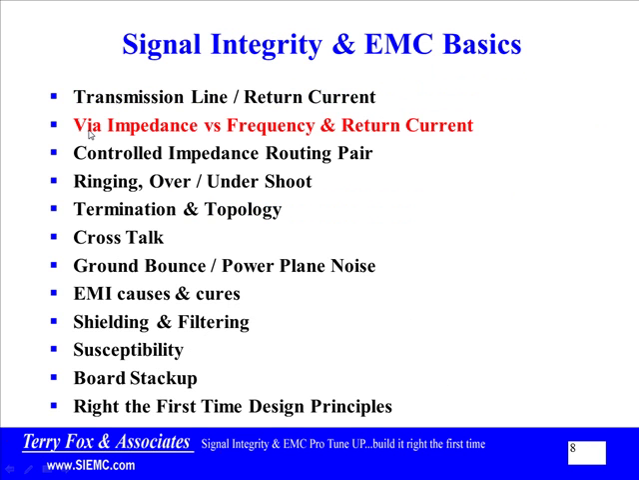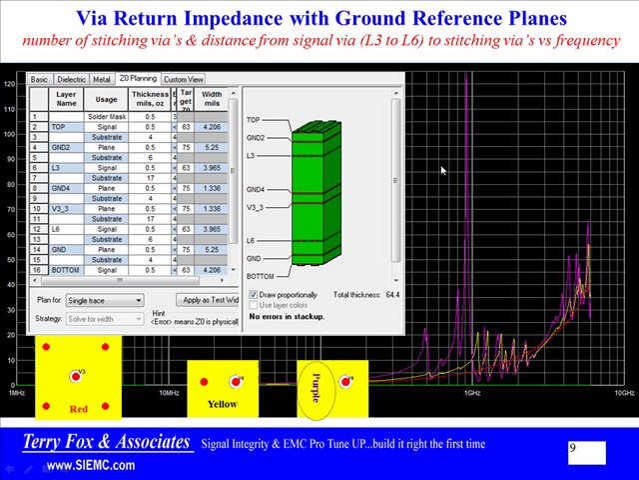First of all, we're going to be talking about via impedance versus frequency and how that affects the return current. There are other topics that we'll go through, but right now we're going through the one in red, via impedance versus frequency and return current. So the first thing to understand is that when you put a signal through a via, i.e. I'm trying to change layers in order to accomplish some sort of crossover, that structure has got a frequency response characteristic to it.